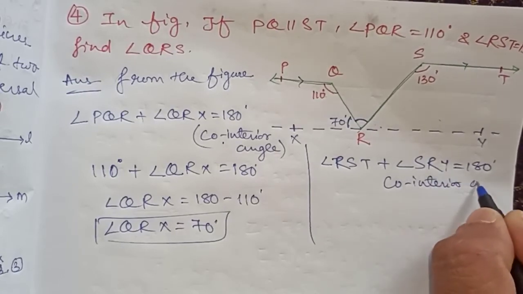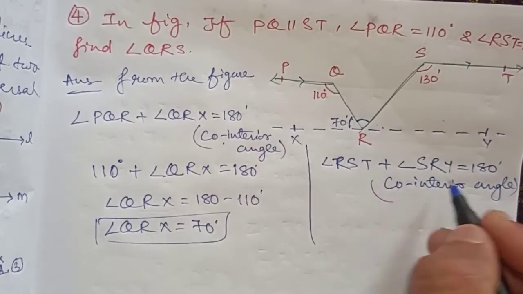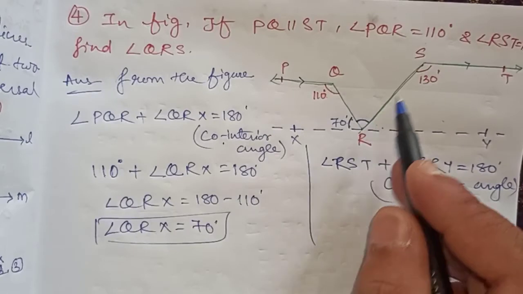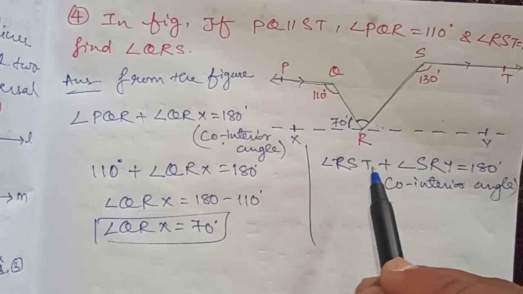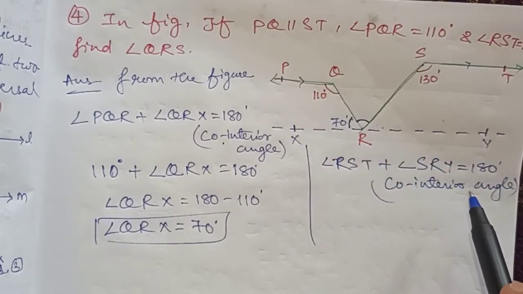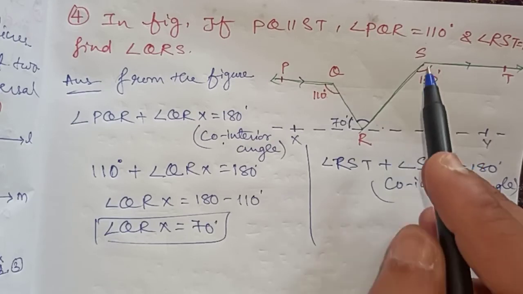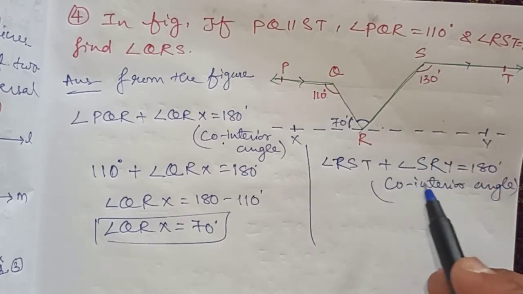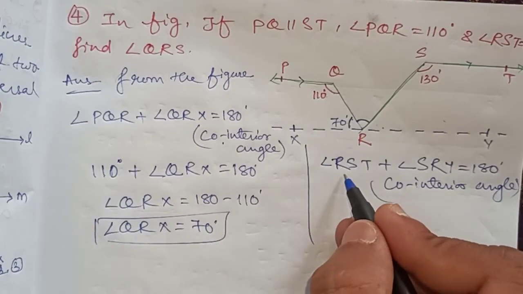Always remember, you have to write the condition that why these are 180 degrees or why these are equal. Whatever you are using the values, that condition you have to write. Because of this condition these are 180, because of this condition these are equal, like that you have to mention in the answer.